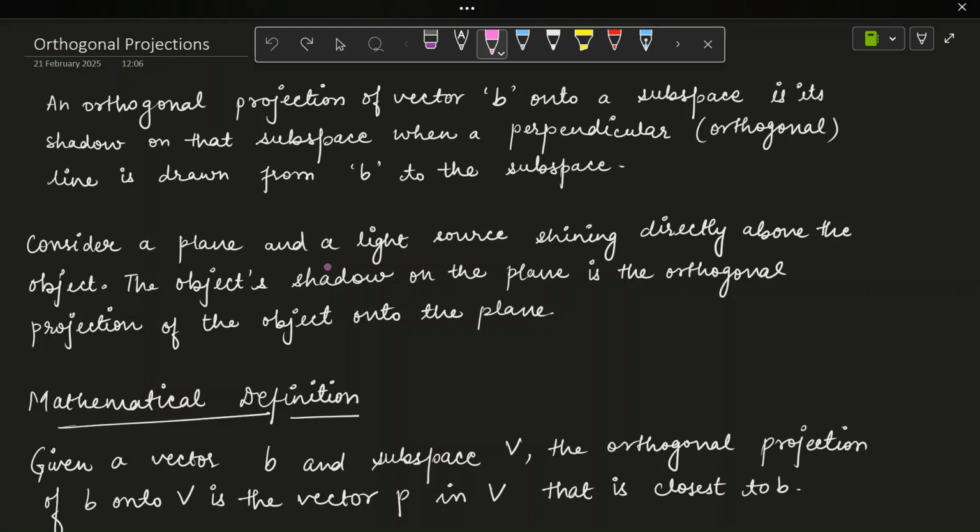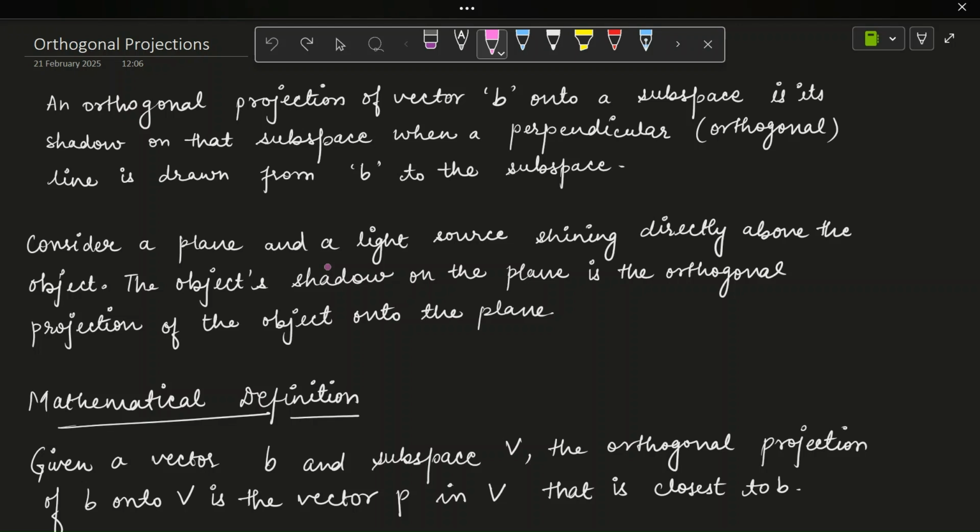Today we are going to discuss the topic orthogonal projections. Orthogonal projections play a crucial role in various applications like dimensionality reduction, regression analysis, and optimization in machine learning and AI. In this video we will break down the concepts from the basics to its real-world applications. So firstly, what is orthogonal projection?